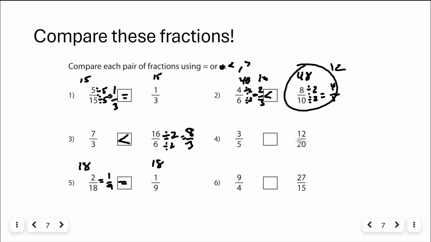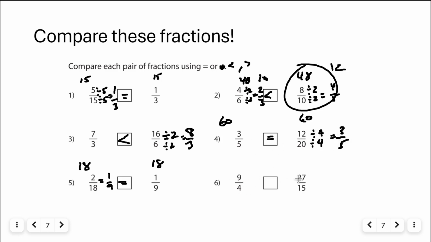Okay, 3/5 and 12/20. 3 times 20 is 60. 5 times 12 is 60. So these are equal. Right? 4 goes into each one of these. 4 goes into 12 3 times. 4 goes into 20 5 times. Yes, they are equal, 3/5.